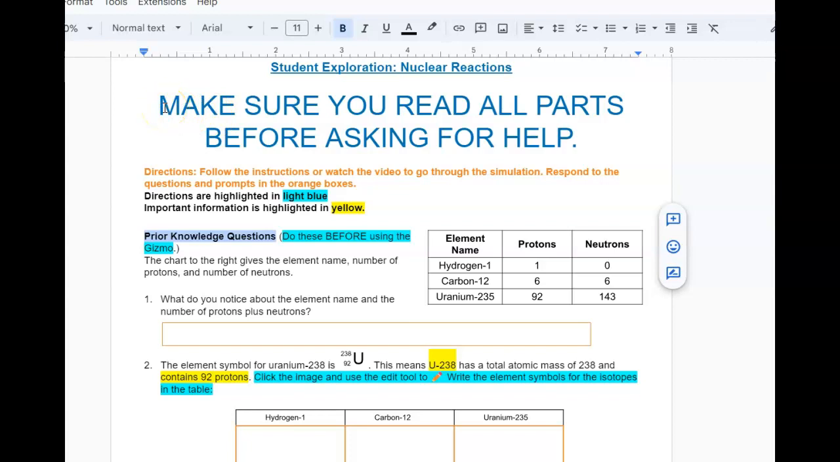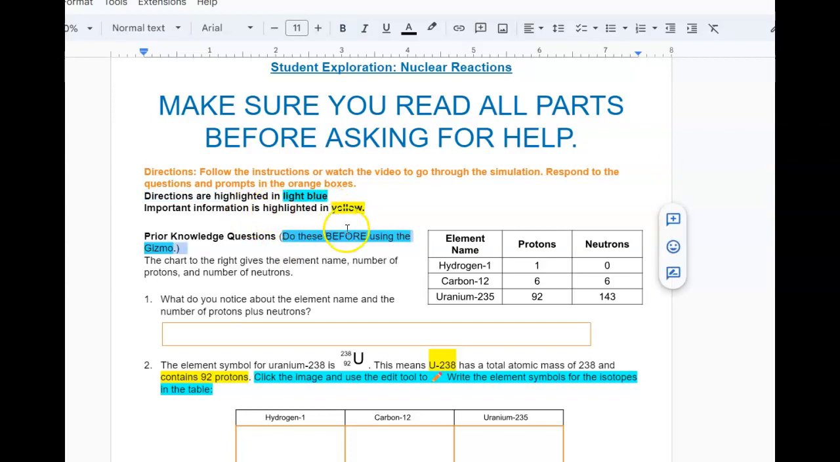So the entire Gizmo says, make sure you read all parts before asking for help. Follow the instructions or watch the video to go through the simulation. Respond to the questions and prompts in the orange boxes. So that's these boxes here. Directions are highlighted in light blue. So anytime you have to do something, that information is in the light blue.